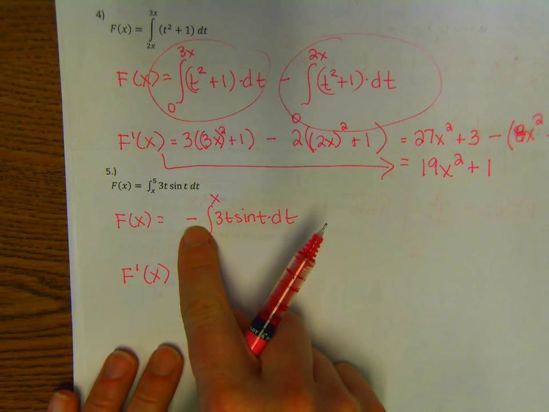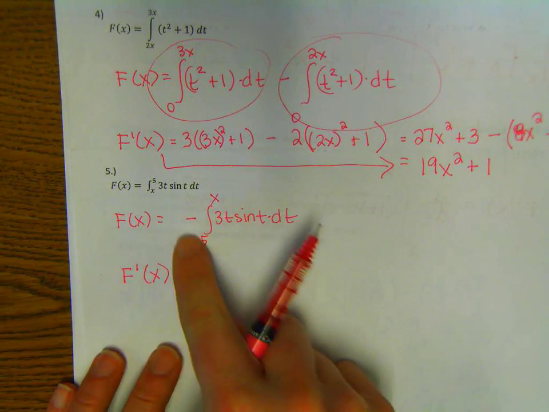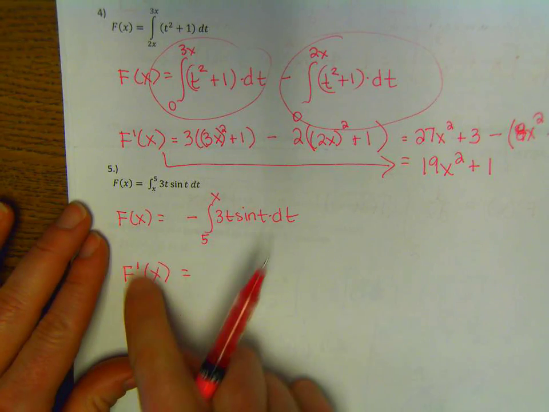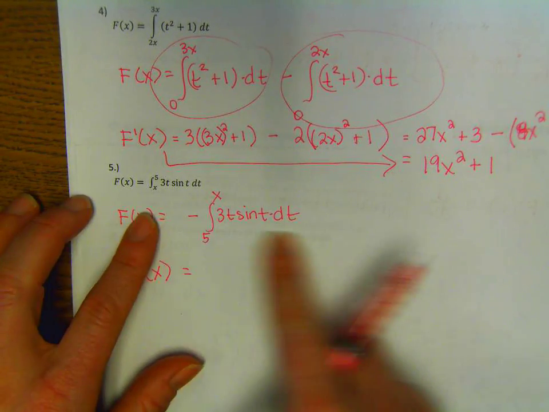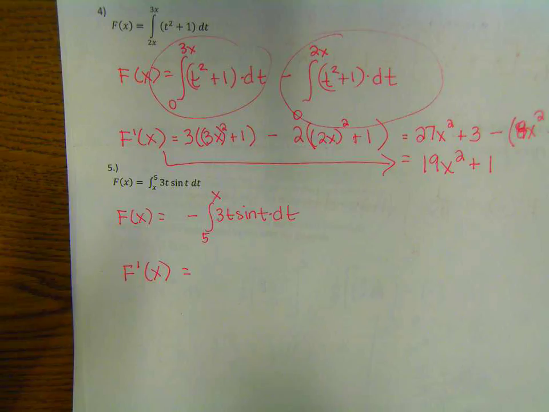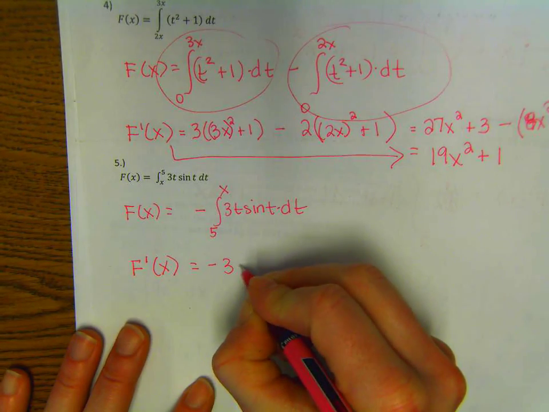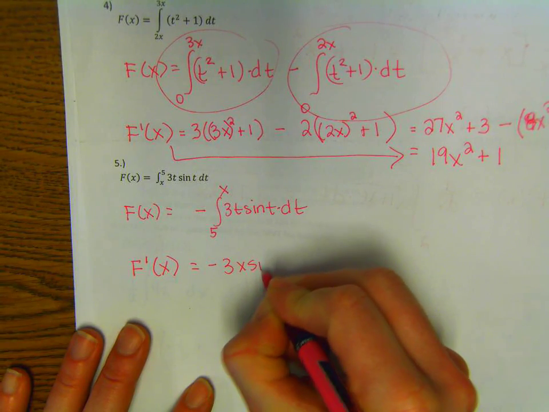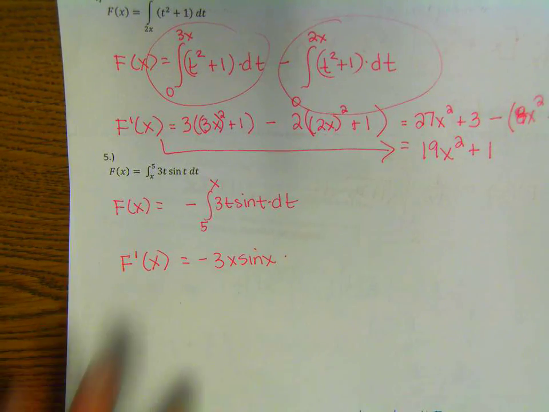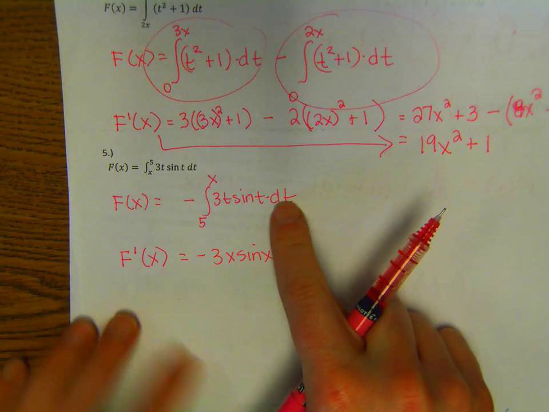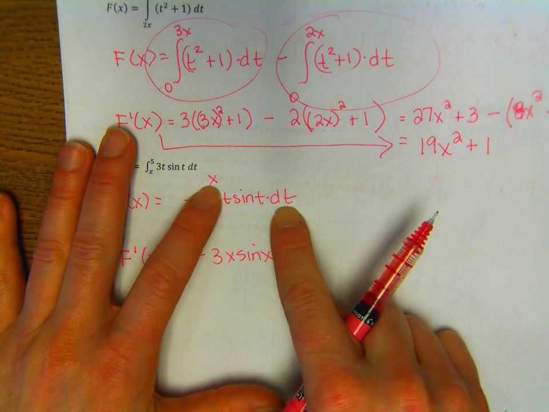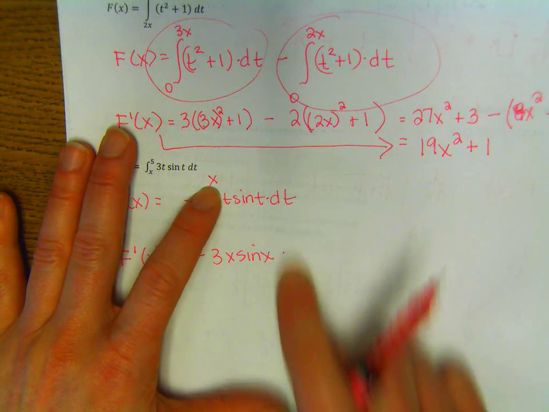But then I just make sure, so if I said now take the derivative of this, I'd write this way. The integral and derivative cancel each other out, but that negative is still in front. So this would be negative 3x sine x. And this is dx, which is just 1. So I don't write it down.